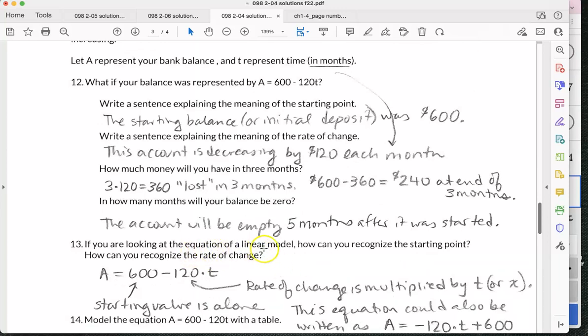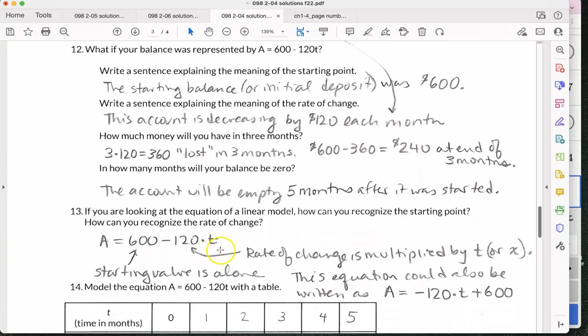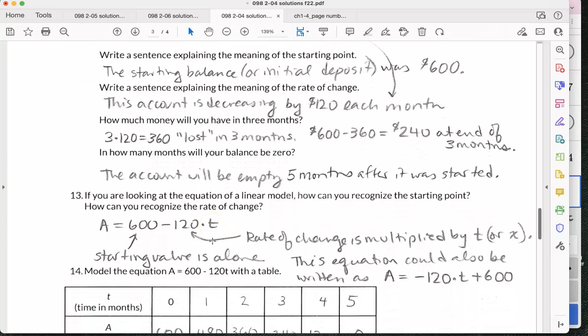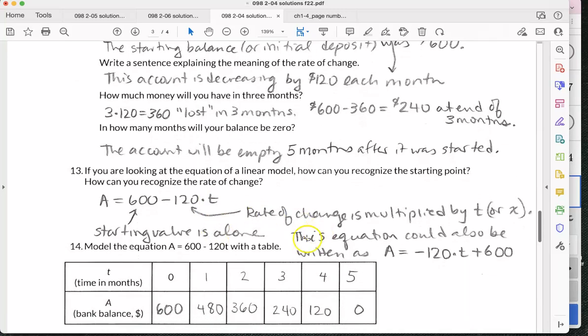If you are looking at the equation of a linear model, how can you recognize the starting point? The starting point is alone. The rate of change is the number that is multiplied by t or x or whatever the other variable is in the equation. It's generally a time quantity. And then I said this equation could also be written as A equals negative 120t plus 600. So that's another way to write the same equation. This just happens to be my preferred method.